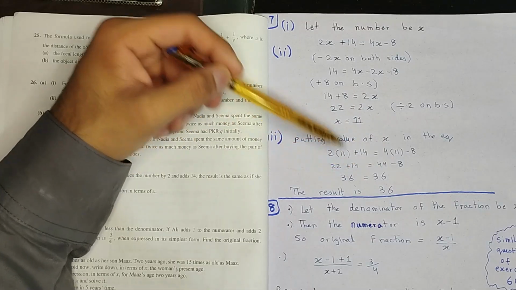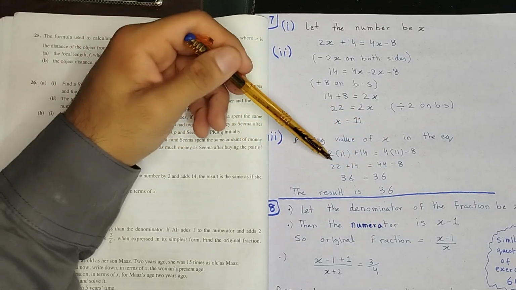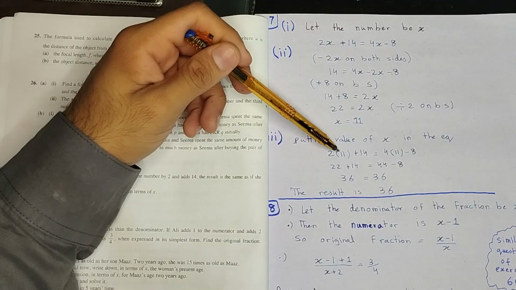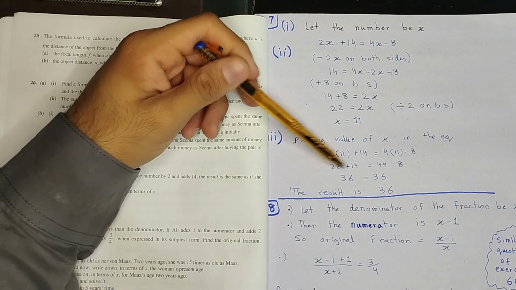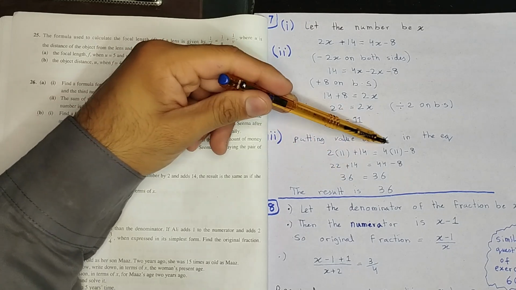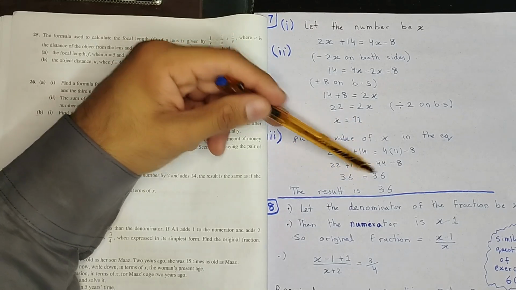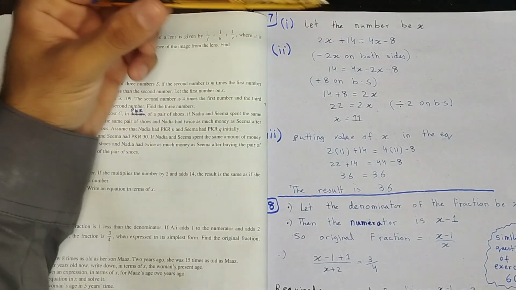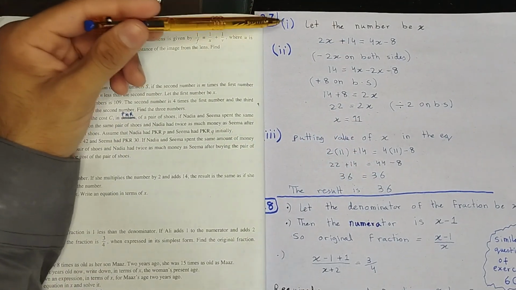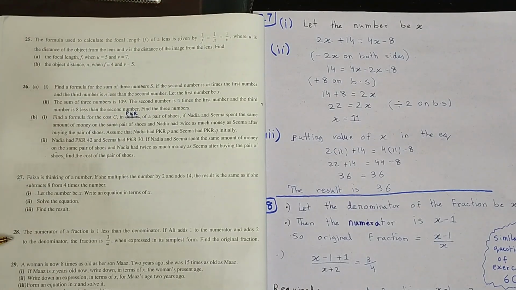I did both of them. I put the value of x in both sides. So 2 multiplied with 11 plus 14. 2 multiplied with 11 will give us 22 plus 14. It gives us 36. And from this side of the equation, I also got 36. The result is basically 36, and this is our answer. Question number 27 done. Question number 28.